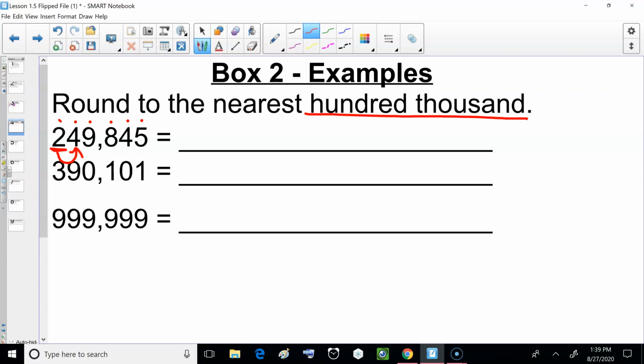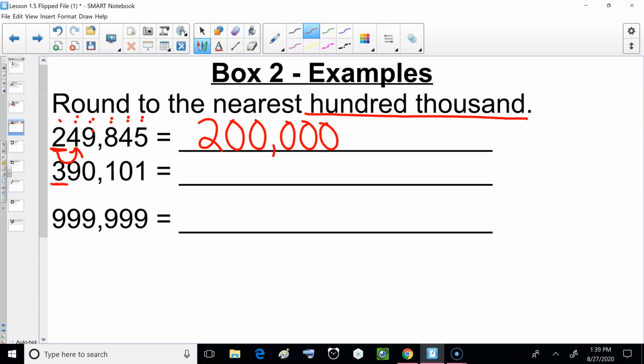249,845 rounded to the nearest 100,000. Well, we know 4 or lower, the number stays the same, so it would be 2. And now I have 1, 2, 3, 4, 5 place values that need to turn to zeros. So if I'm rounding to the 100,000s, I have 200,000.